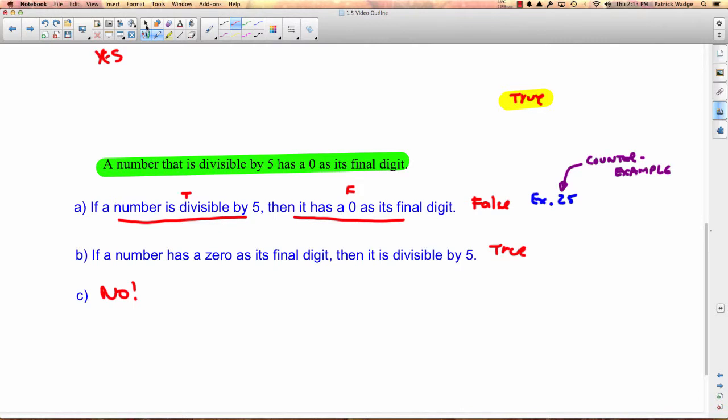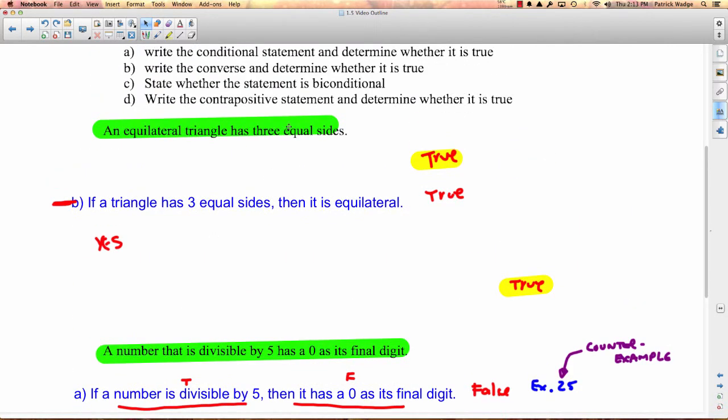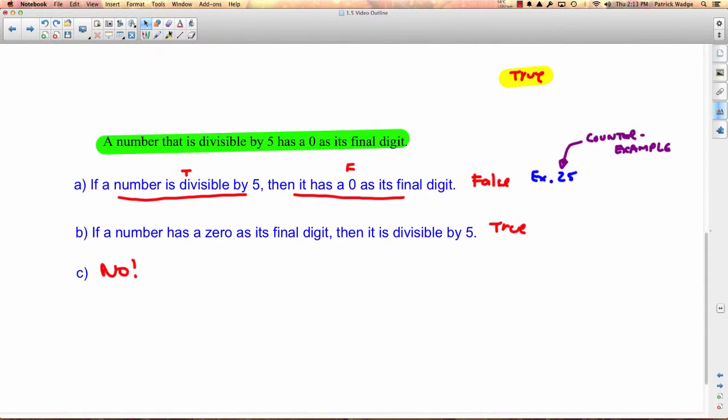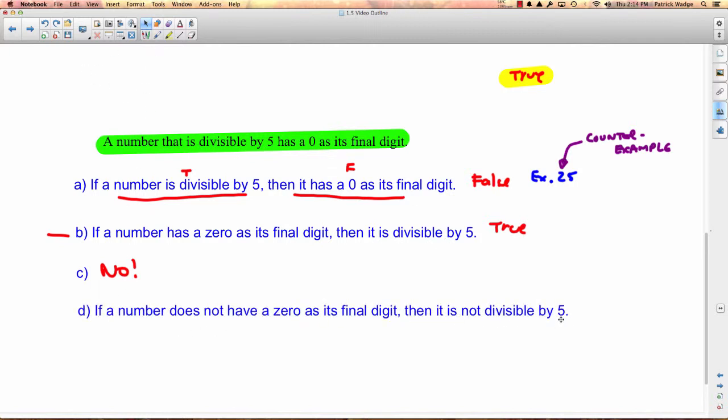And part D, the final question. We want to write down the contrapositive statement. Remember, for the contrapositive, we take the converse and negate both parts of it. So it would be: if a number does not have 0 as its final digit, then it is not divisible by 5. Okay, is that true or not true? Well, let's think about it.